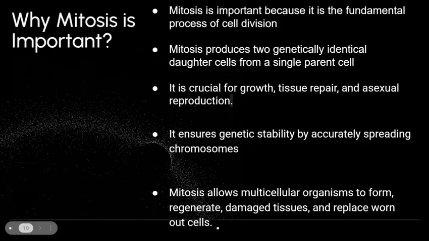Why is mitosis important? Mitosis is important because it is the fundamental process of cell division. Mitosis produces two genetically identical daughter cells from a single parent cell. It is crucial for growth, tissue repair, and asexual reproduction. It ensures genetic stability by accurately spreading chromosomes. Mitosis allows multicellular organisms to form, regenerate damaged cells, and replace worn-out cells.